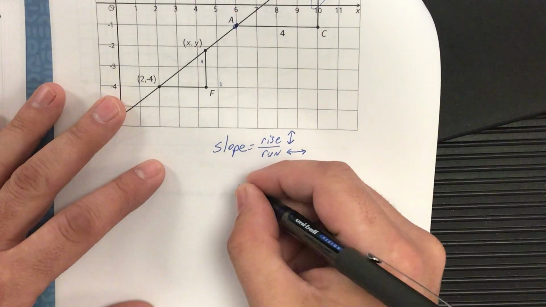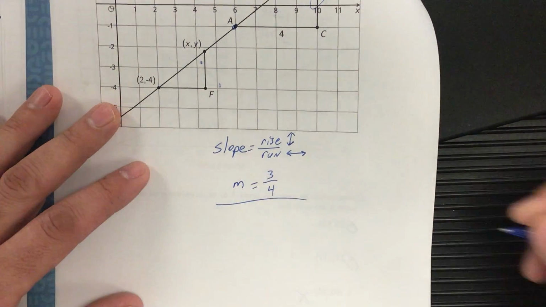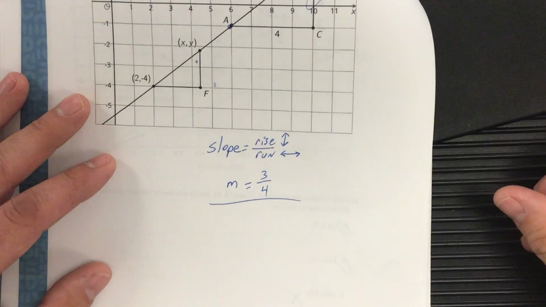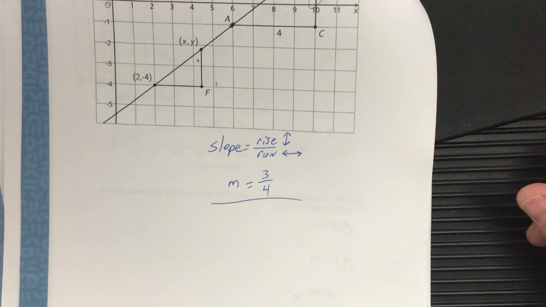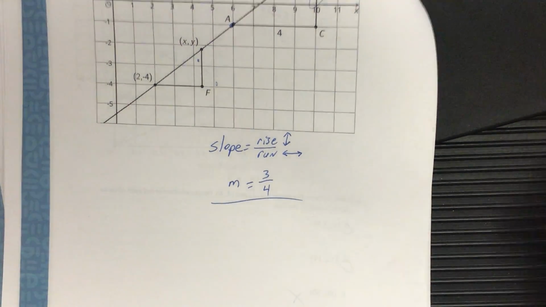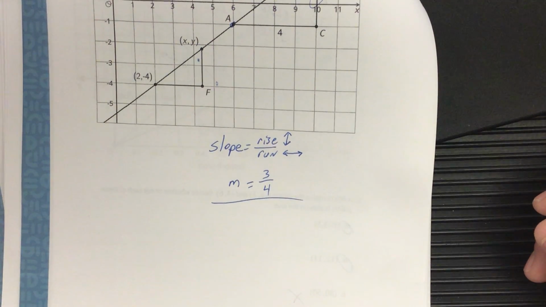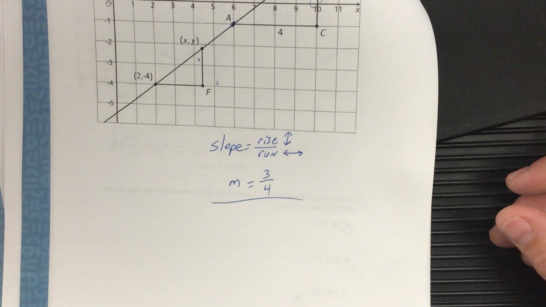Slope is usually abbreviated with the letter M. S is used a lot in other things. So anytime you see the letter M, that's referring to slope. And you'll see different forms of equations as we progress through Unit 3. Okay, so this would have a slope of 3/4.